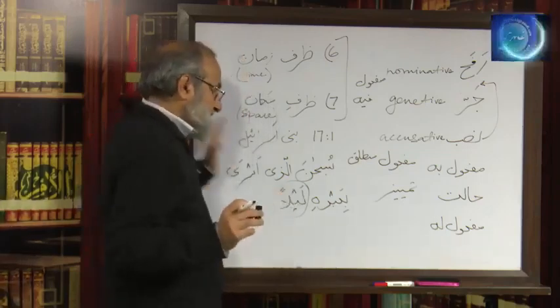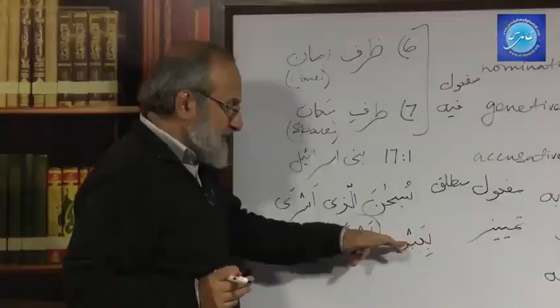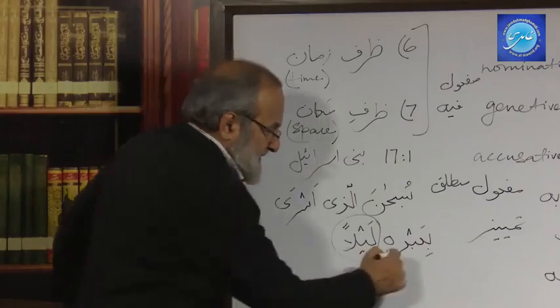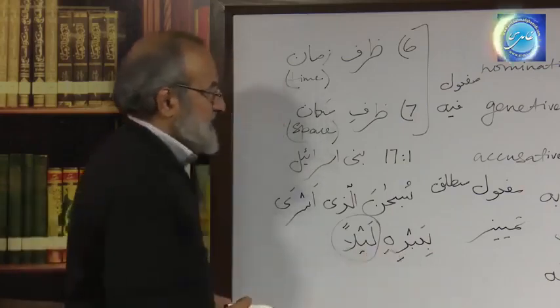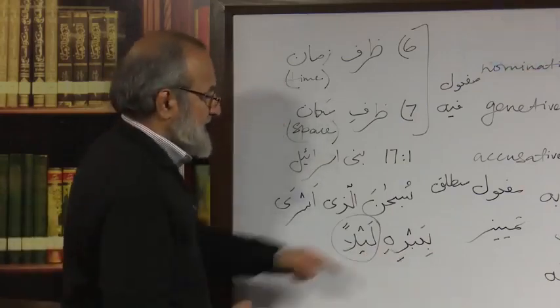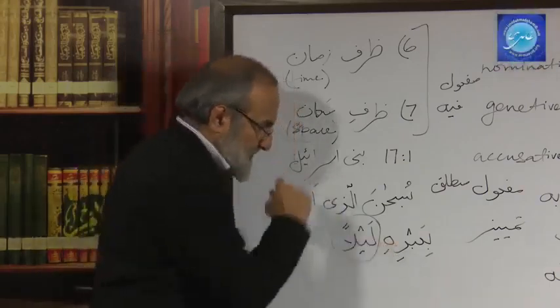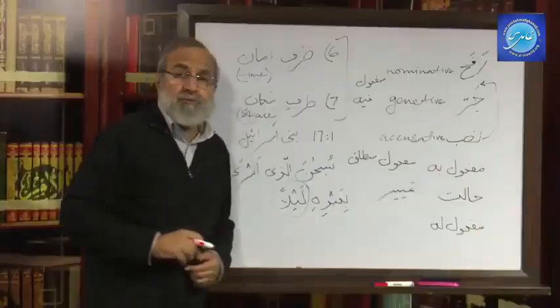This is verb. We have not touched verb as yet, but abd is a noun which, because of harf jar, is actually taking this jar form. Because of harf jar, it's genitive, and it's taking one instead of two because it is also mudaf.